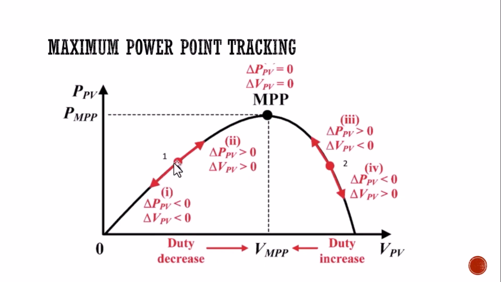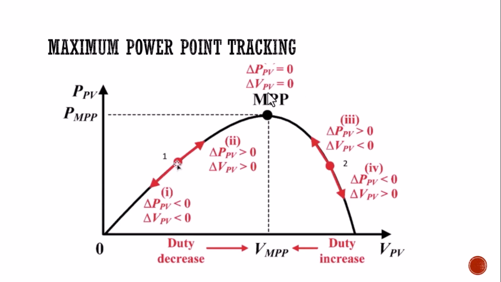Understanding the four regions, starting from the left side of the curve. Region I. When we apply a perturbation and the resulting change in power is negative, while the change in voltage is also negative, it means the operating point has moved farther away from the MPP. In this condition, the algorithm decreases the duty cycle to push the voltage back toward the optimal point.